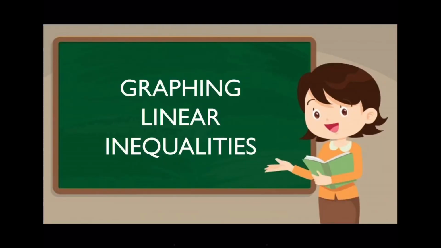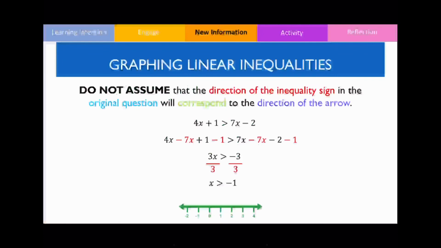Lastly, I'm going to quickly go over again how we graph these linear inequalities after we solve them. Before, as I said, I want to emphasize that you should not assume that the direction of the inequality sign in the original problem will correspond to the direction of the arrow which you draw towards the end.